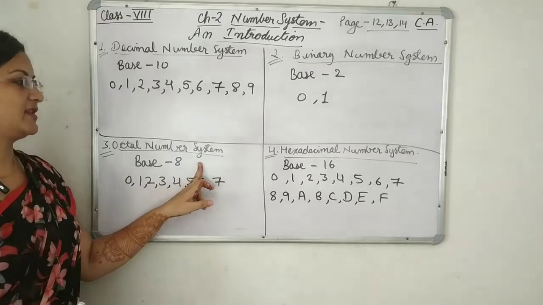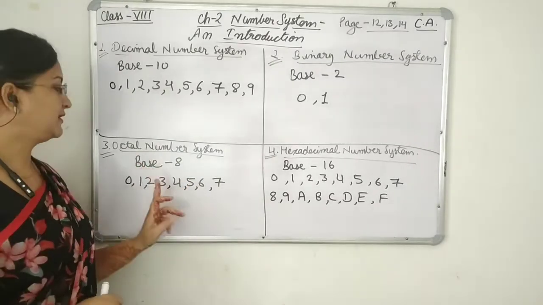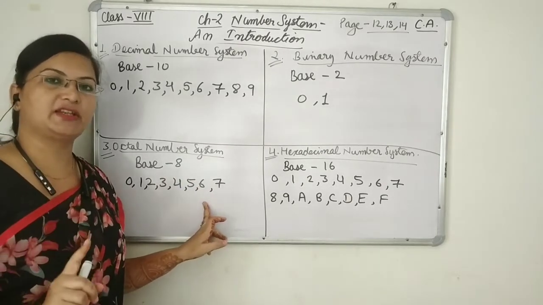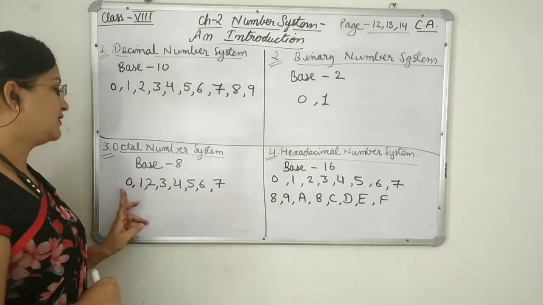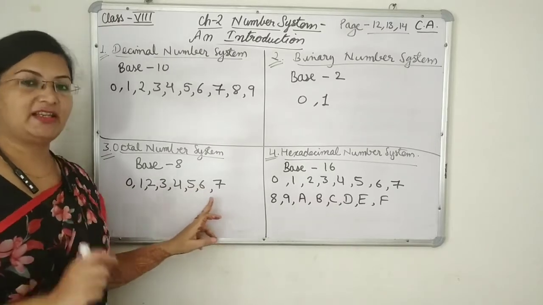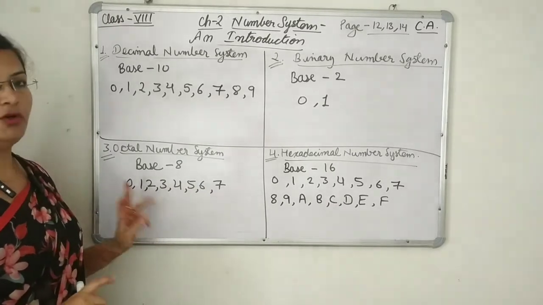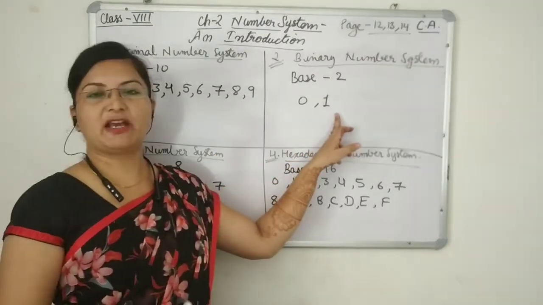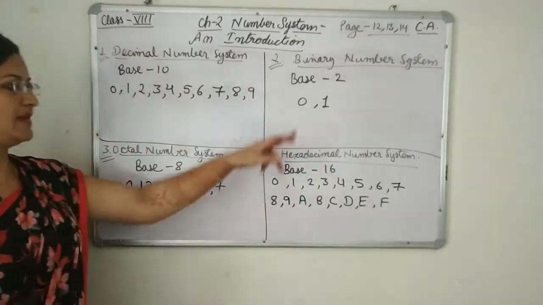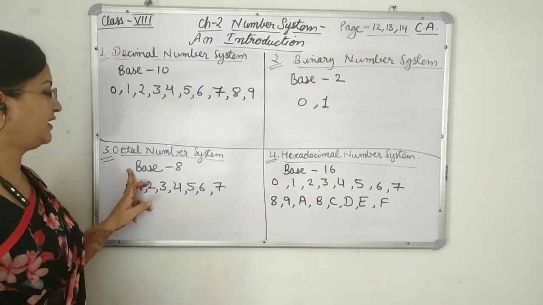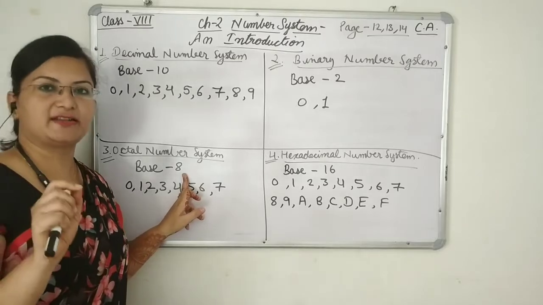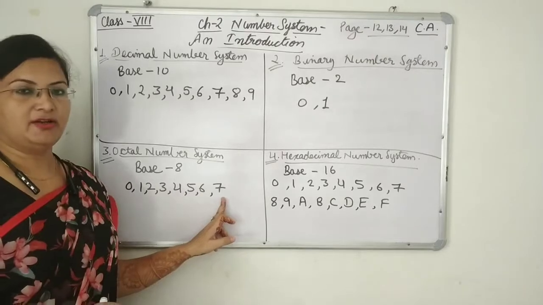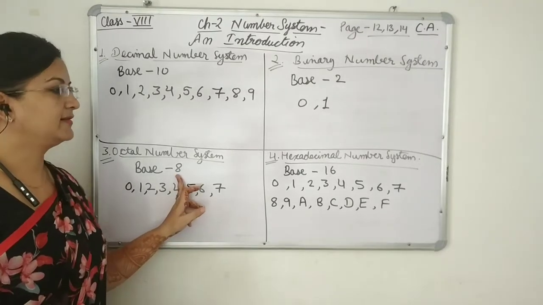Now the octal number system. Octal means 8. So here its base will be 8. That means only 8 symbols will be used, and those 8 symbols are 0 to 7. You can see all these numbers start from 0. Here 0 to 9 we count up to 10 numbers. Then 0 to 1 we count up to 2 numbers. It all depends on the base. Here 0 to 7 we count a total of 8 numbers. You can see 1, 2, 3, 4, 5, 6, 7, 8. And that is why it has base 8.